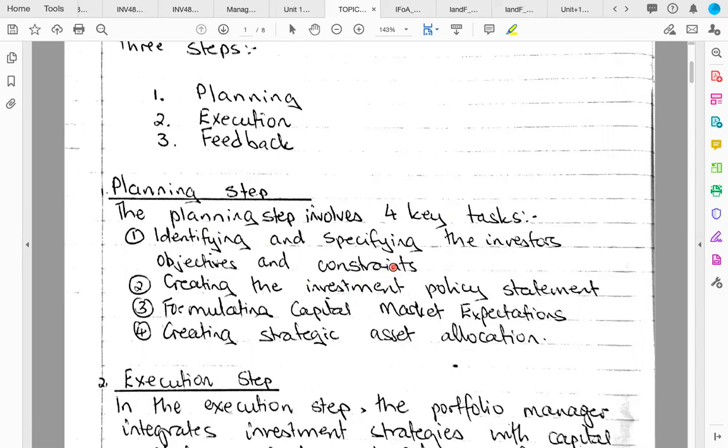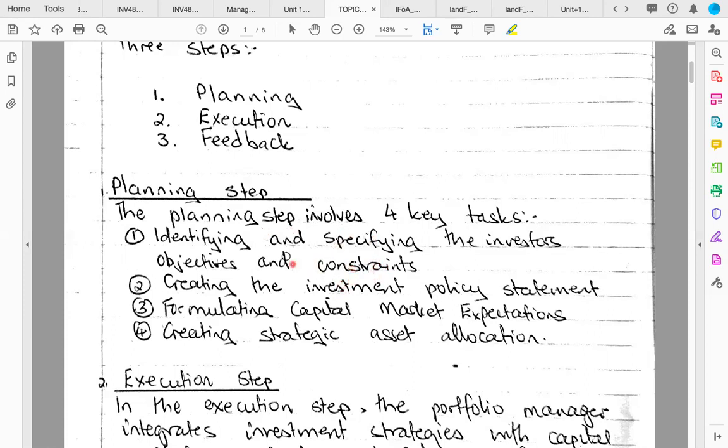Maybe you want to save up to purchase a house, you want to be able to save up for retirement, and so forth. Those are the objectives and the constraints. You might have to pay tax on your investments. You only have 3 years before you need the money. So those are all constraints. So we're going to look at all those.